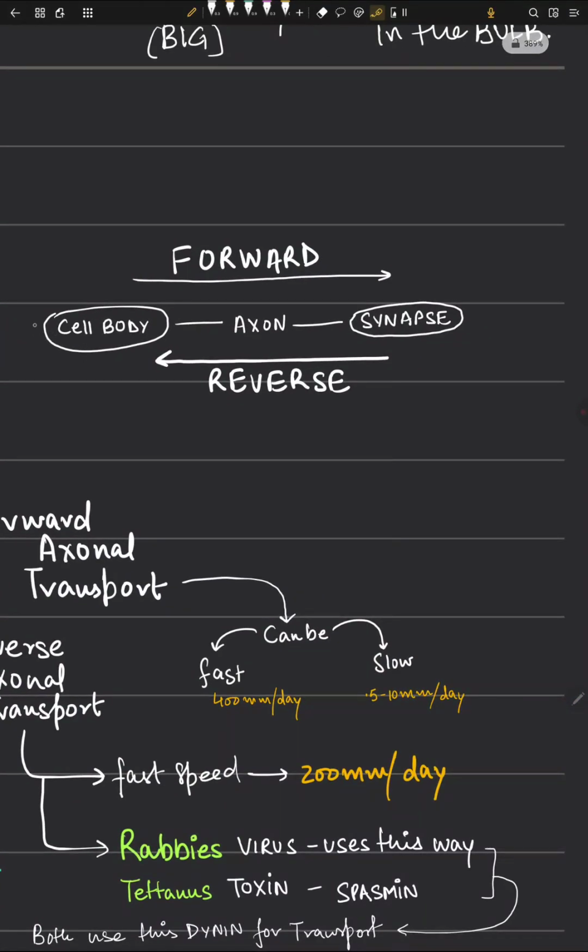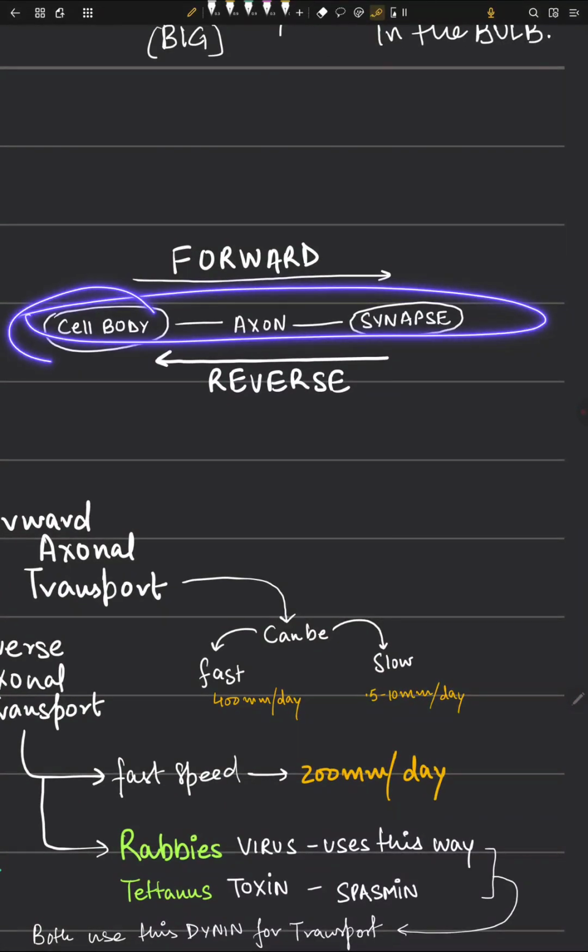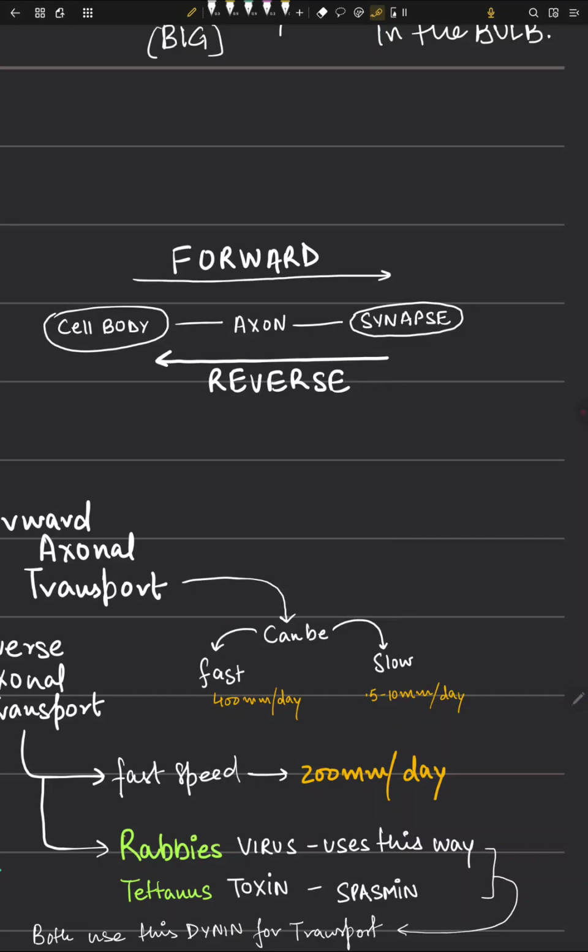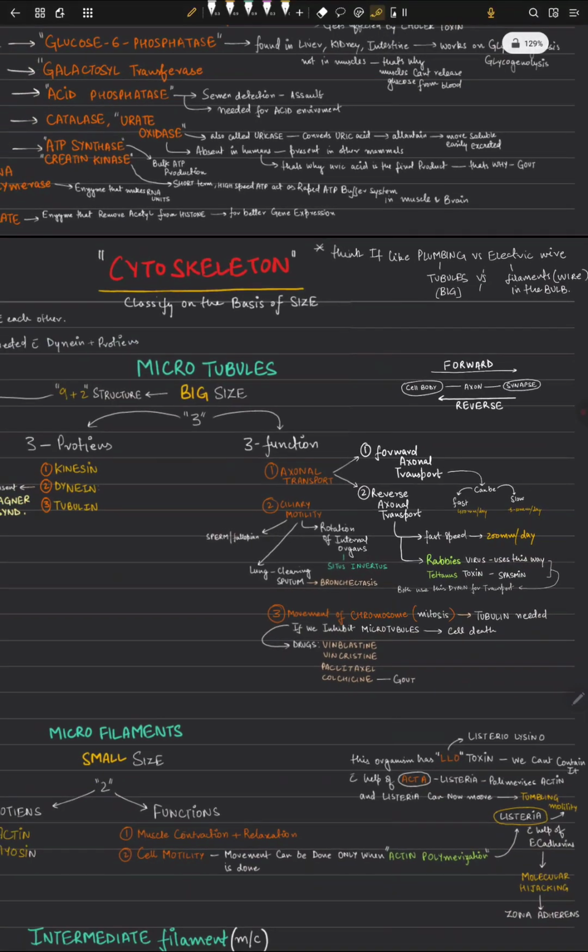And let's study this as well. Just imagine this is one neuron. This is the cell body of the neuron, this is the synapse of the neuron, and this is the axon. Usually the cell body sends the message towards the synapse, and we call this forward movement. If the movement of the message is from synapse to the cell body, we call it reverse. Just keep this in your mind.